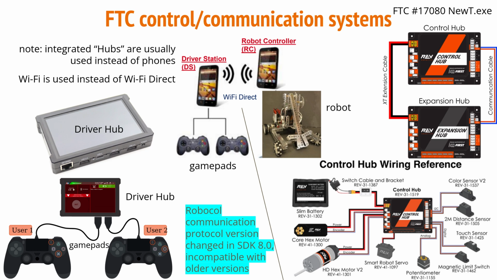And then that communicates over either Wi-Fi Direct if you're using the robot controller phone, or Wi-Fi if you're using the control hub, to either the driver station phone or the driver hub, which is newer, and that's connected to the gamepads, which allow the drivers to control the robot. And the robocall communication protocol version changed in SDK 8, so you have to update both the driver and control hubs. You can't just update one of them.